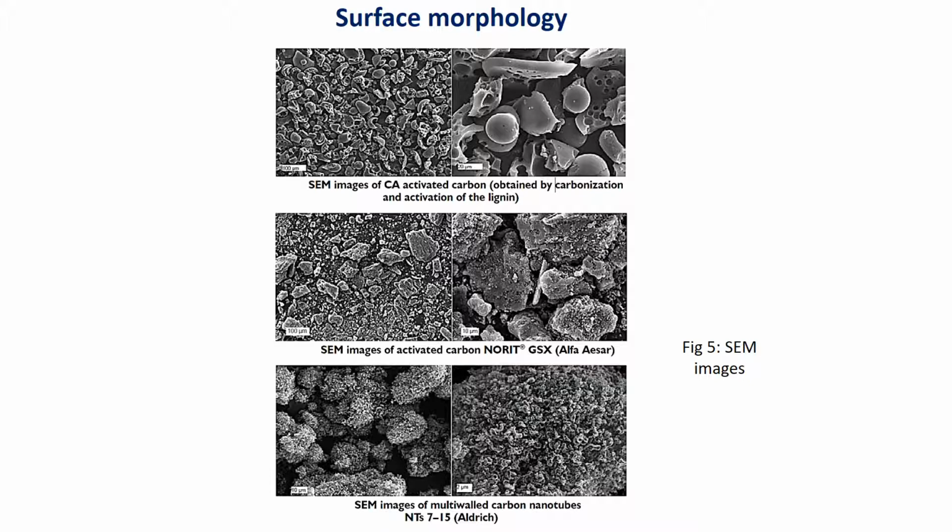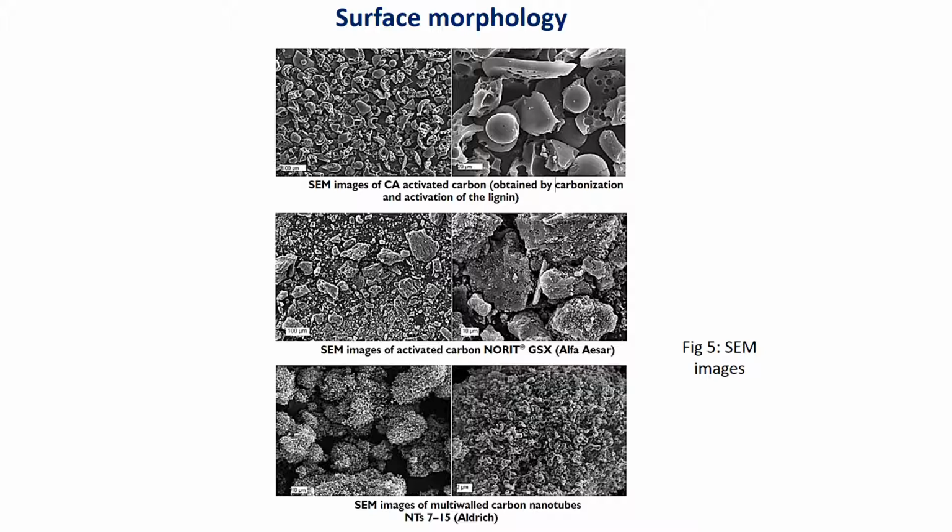Here are scanning electron microscopic images. Basically, these represent surface morphology of the carbon materials. It has been characterized by scanning electron microscopy. SEM images of carbon materials are shown here.